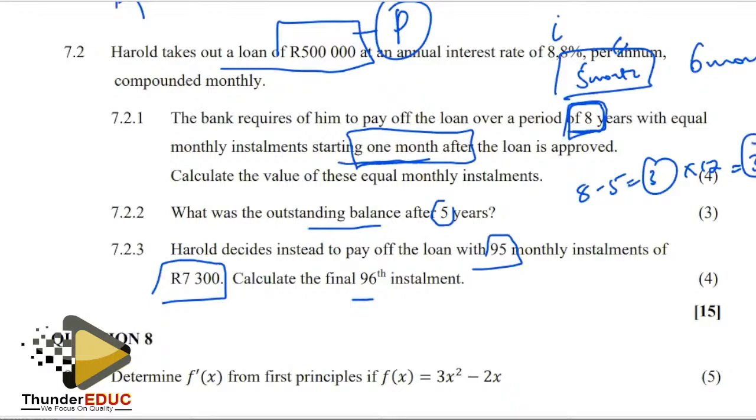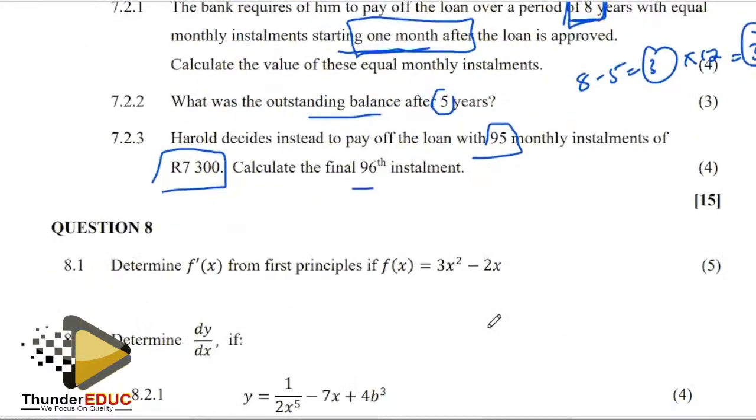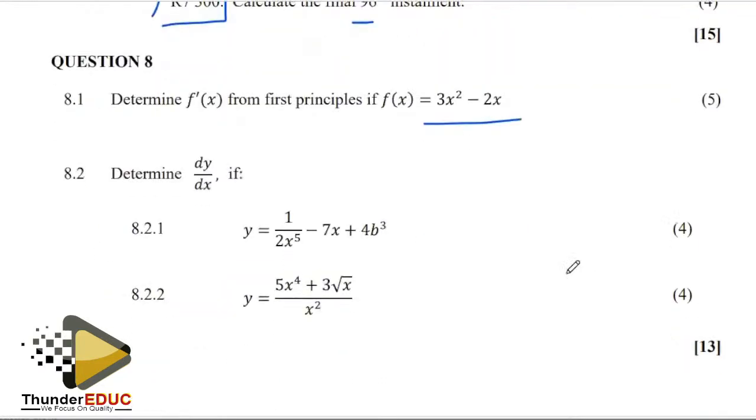When I look at this question 8, same thing, first principles, you just need to know how to work that out from the rules. Then in this case, you have to move the x to the top. Please, when you're moving the x, the 2 will still stay down. So that will be like x to the -5/2 minus 7x plus 4b cubed. The question is telling us to find the derivative with respect to x.